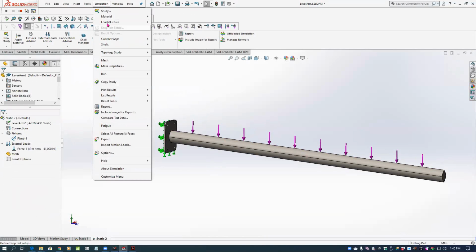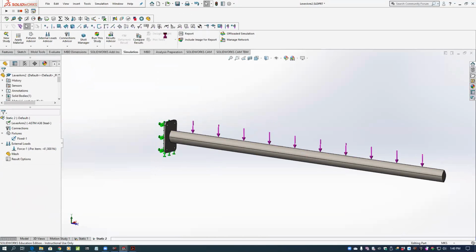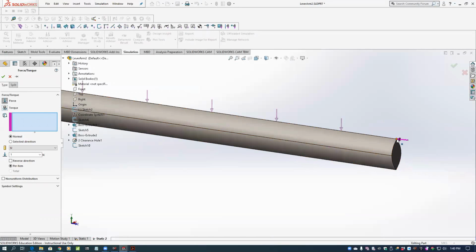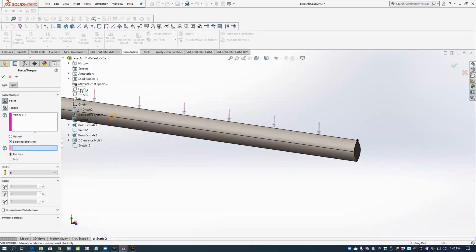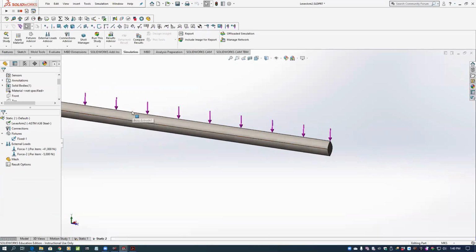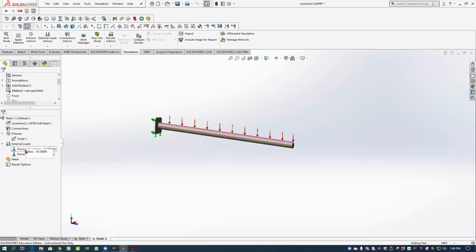And then we're going to place another load, a force out here on this end. Just pick that end right there. And again, it's going to be a selected direction with respect to the front. And we'll say 5,000 newtons, and reverse its direction. So you can see that it's now coming straight down. So there's our two loads, distributed load and our concentrated load on the end.